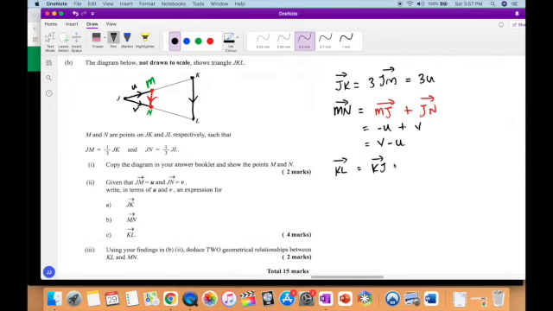KJ plus JL. And you see we use the triangle law, which means these two J's cancel and you end up having KL on the outside there. You understand that, Caitlin? Yeah. Right. So now I want KJ and JL in terms of U and V. You think you could tackle that?